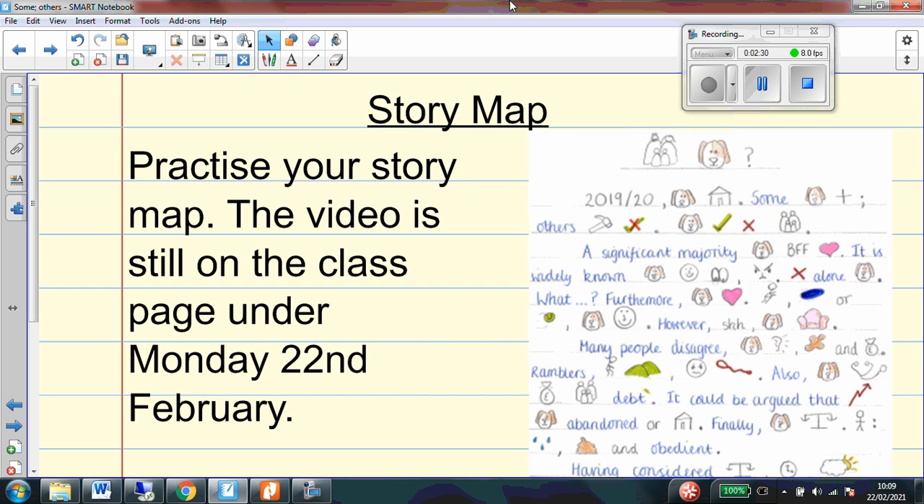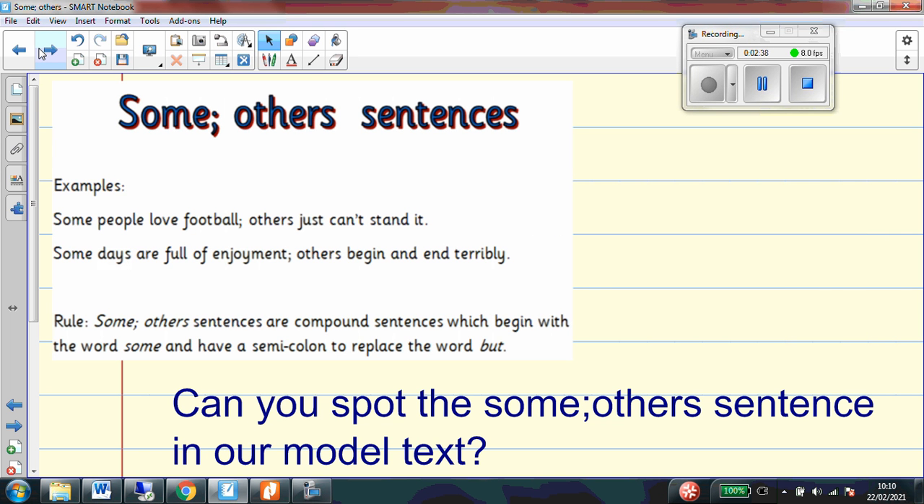Okay, hopefully there are lots of bits that you are beginning to learn off by heart already. So today we are going to be looking at a type of sentence. Some of you may have seen this sentence before. Others may not be as sure. And there I've even used a some others sentence as I was talking to you. So what is a some others sentence?